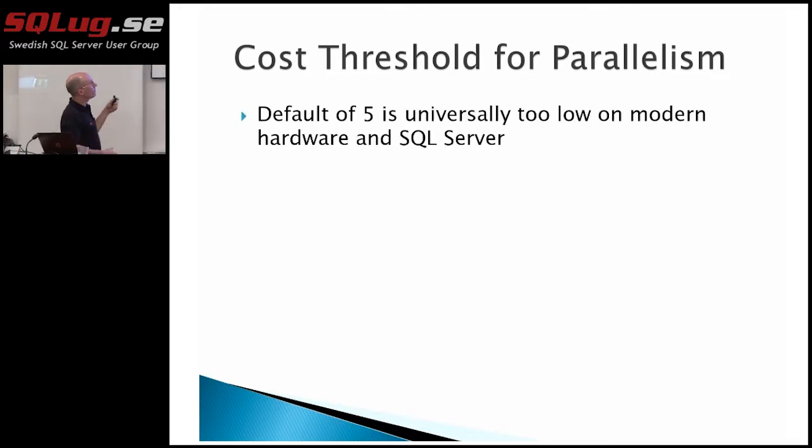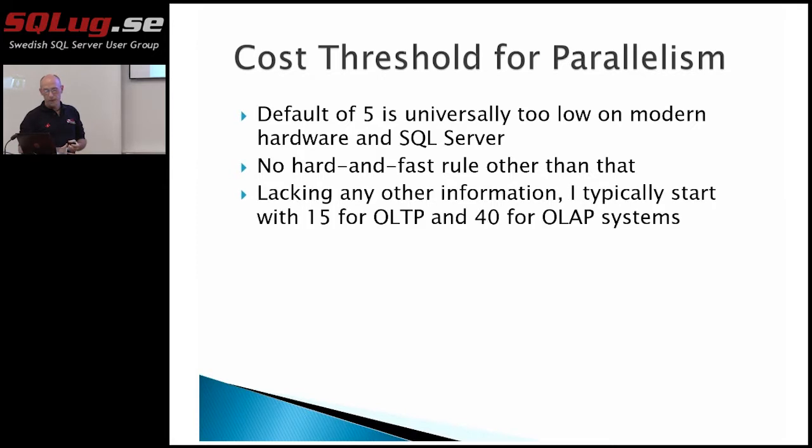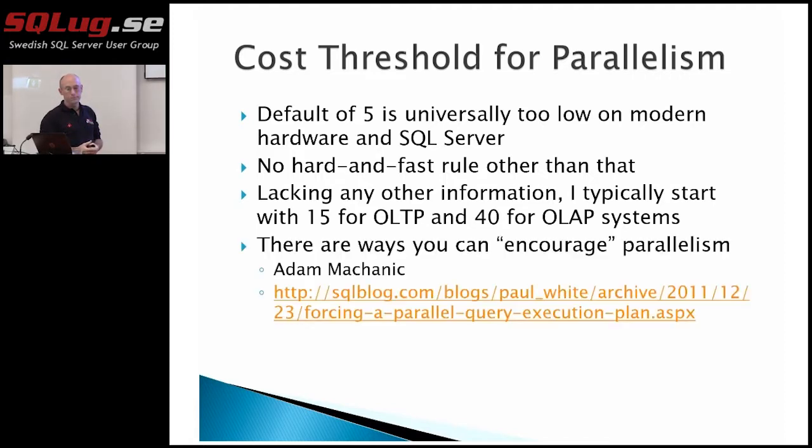Cost threshold for parallelism. 5 is universally too low. It really is. Right? Servers have way too much parallelism now. The CPU cores are more powerful than a collection of servers were just 5 years ago. Okay? No hard and fast rule. I typically do this if I have no other information. I always have other information though. Right? But watch for too much parallelism, watch for not enough.